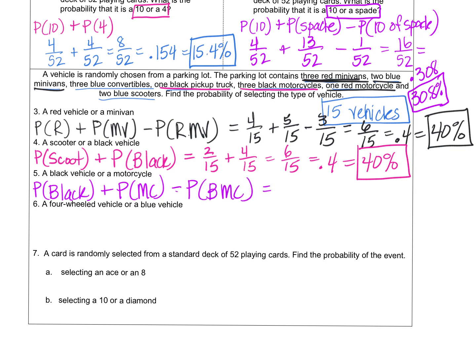So the probability of a black vehicle is 4 out of 15 plus motorcycles. We got 3 and 1, so we got 4. Then we have to subtract the black motorcycles, which are 3, because we don't want to add them in twice. 4 plus 4 is 8. 8 minus 3 is 5. So 5 over 15 is 1/3, which is 0.33. So 33%.